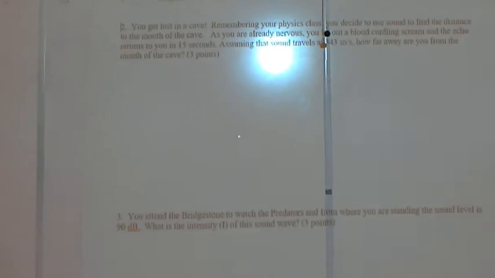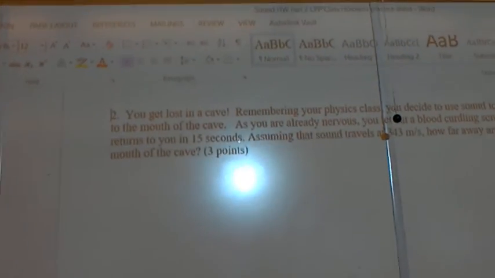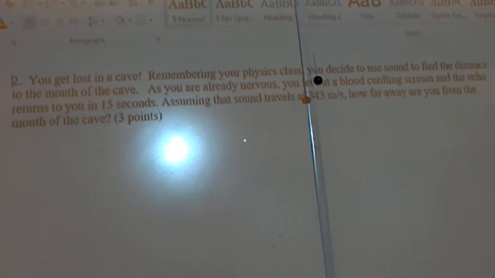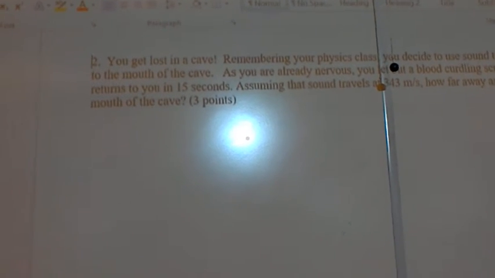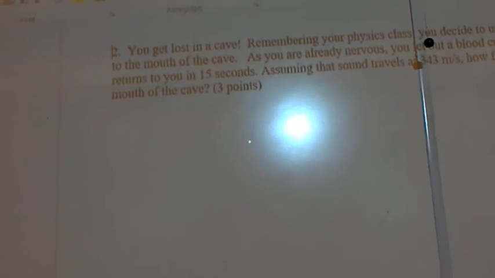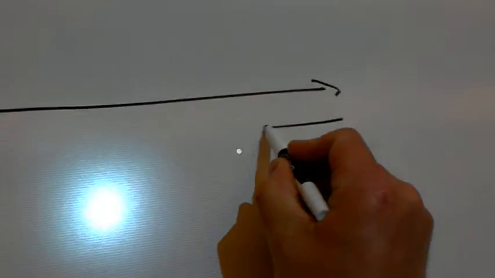Okay, this is a continuation of the sheet. These are very similar problems to what you're doing for classwork. Basically, you get lost in a cave, which is not the greatest thing. Remembering your physics class, you decide to use the distance and the echo to find out how far away you are from the entrance. Realize that an echo goes there and back.